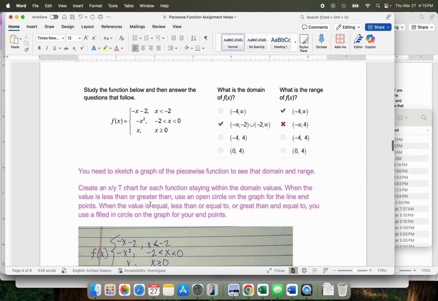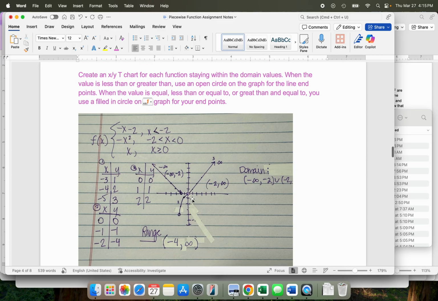All right, so in the next question, studying the functions below and then answering the questions that follow. So looking for the domain of f of x, I would suggest that you graph the piecewise functions to see what the domain and the range fall into. And so I did that.